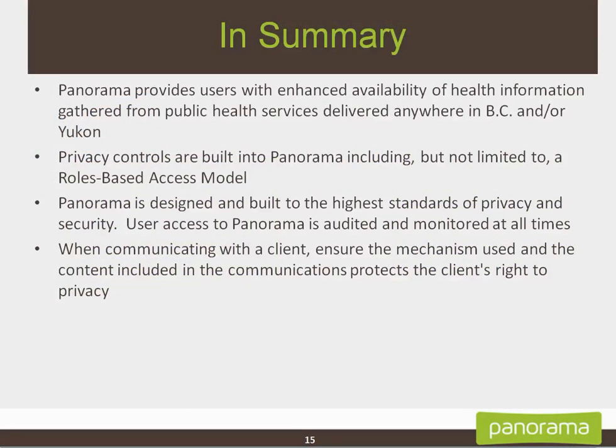Panorama provides access to client records anywhere in BC or Yukon for public health information. Privacy controls are built into Panorama, including, but not limited to, a role-based access model. User access to Panorama is audited and monitored at all times.